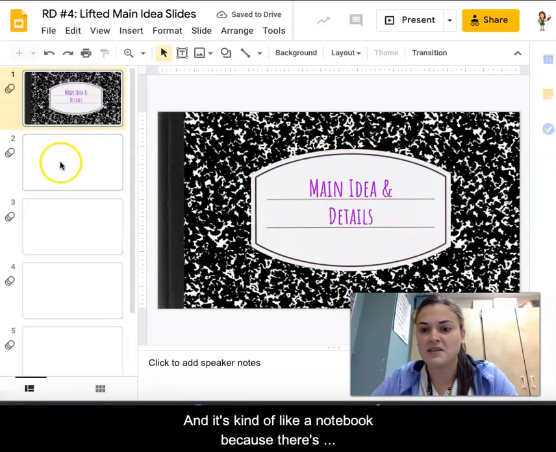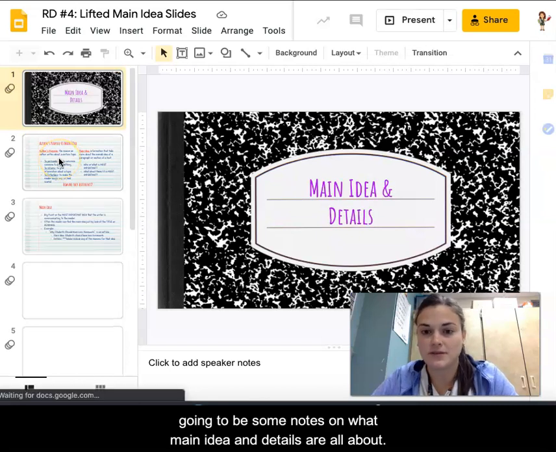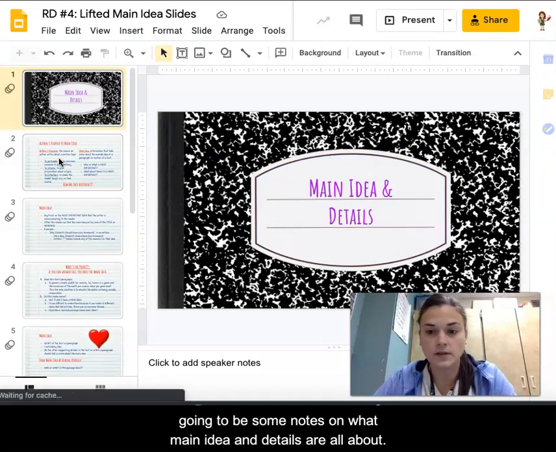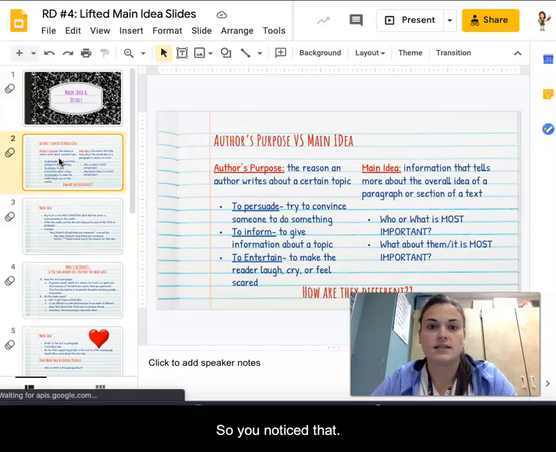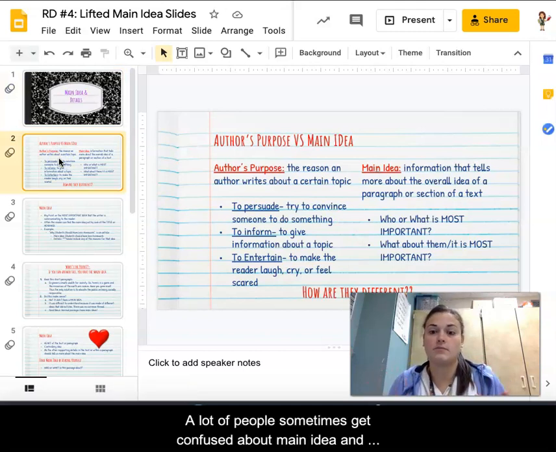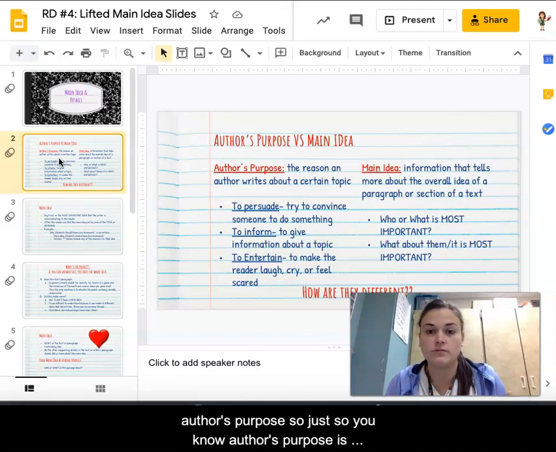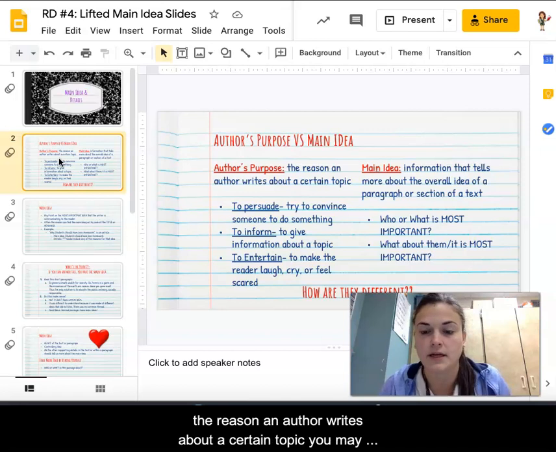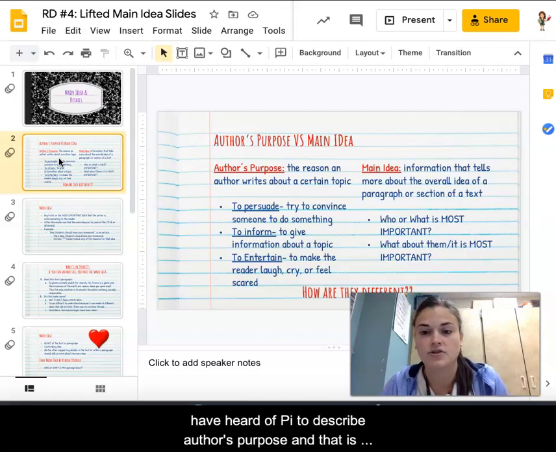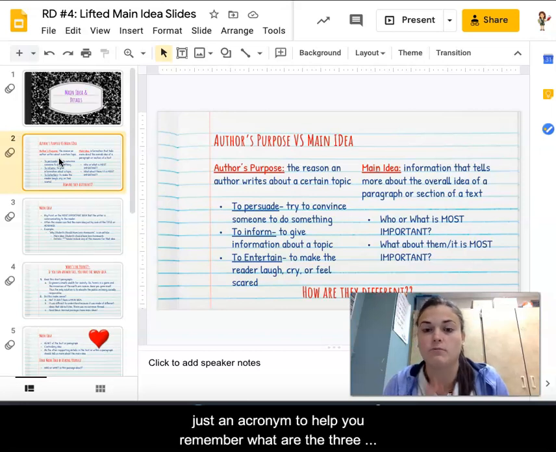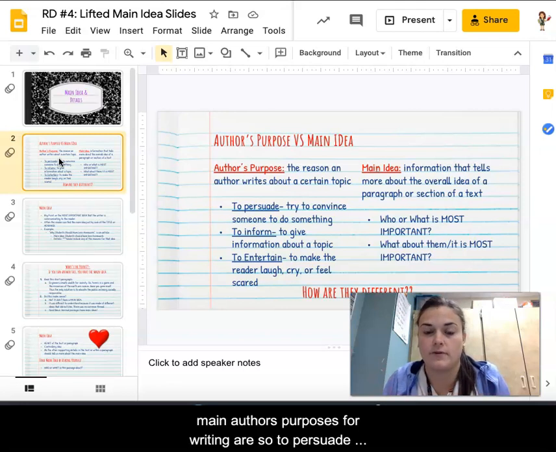It's kind of like a notebook because there are going to be some notes on what main idea and details are all about. A lot of people sometimes get confused about main idea and author's purpose. Author's purpose is the reason an author writes about a certain topic. You may have heard of PIE to describe author's purpose, an acronym to help you remember what the 3 main author's purposes for writing are.